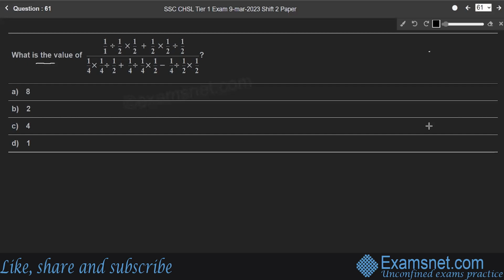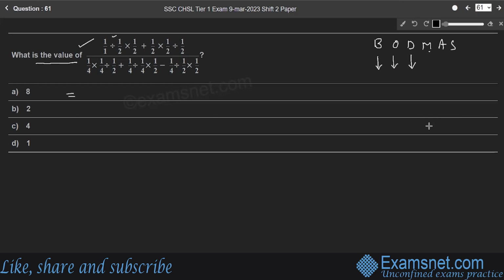Question 61. What is the value of the given mathematical expression? Here, students, we are following the BODMAS rule. Here B stands for brackets. There is no bracket to remove. Next comes of part. D means division. So we'll start with division.